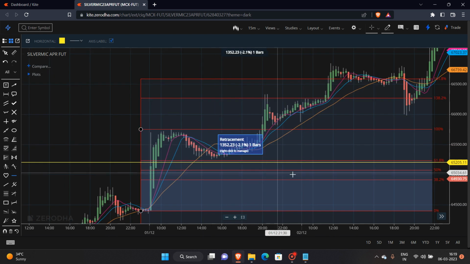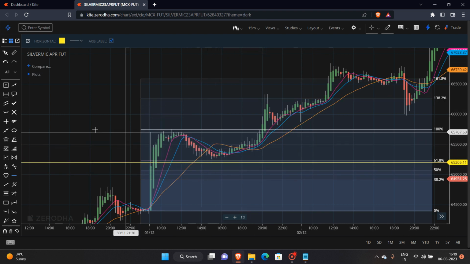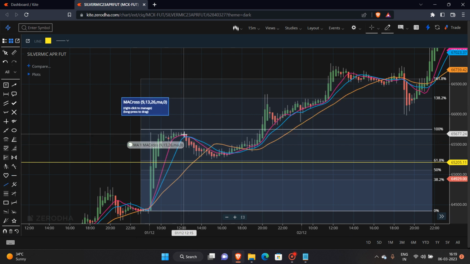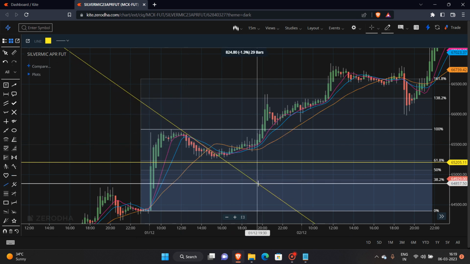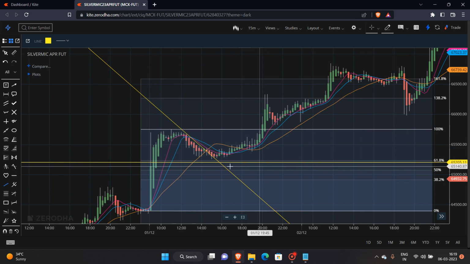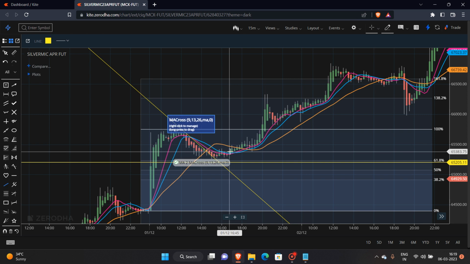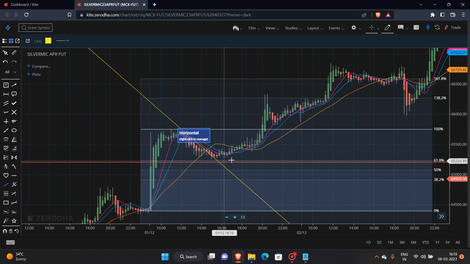Here you can see that it came to the 61 level, and again it broke the channel here. If you see, this is a channel. It made the channel and came to the 61 level, and again it went up, retraced, and again went up. So it's showing that it has now turned bullish.